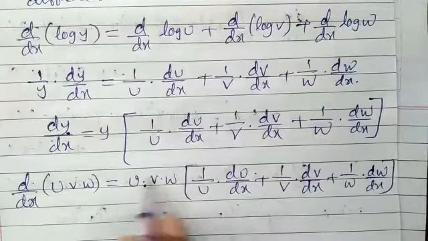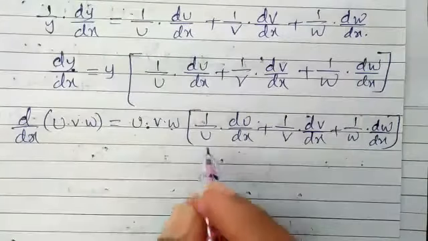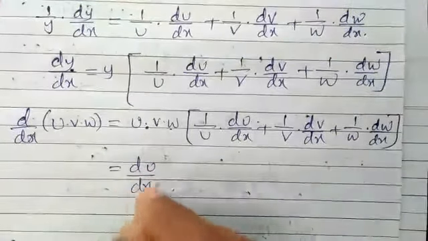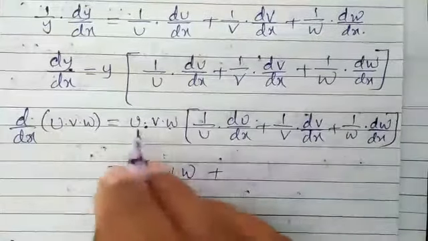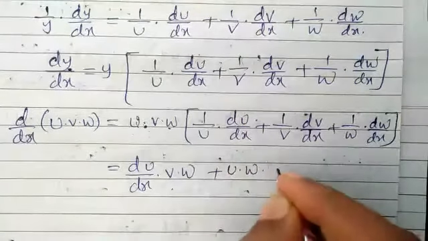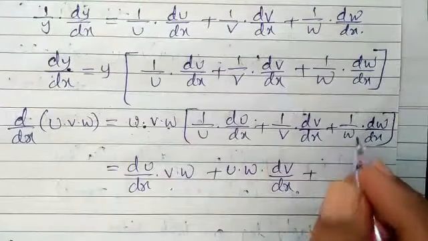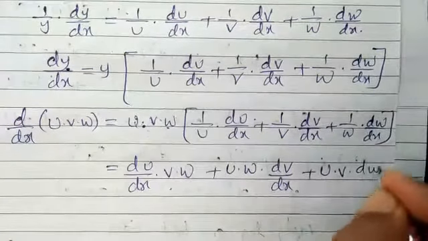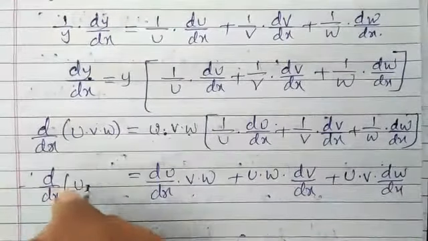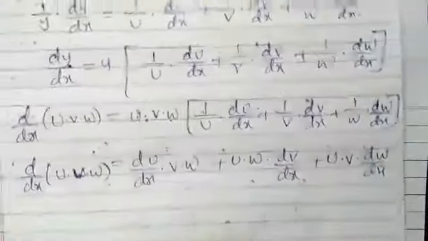By multiplying u into v into w to each term, in the first term u will cancel, and we get du by dx into v into w. In the second term v will cancel, and we get u into w into dv by dx. In the last term w will cancel, and we get u into v into dw by dx. Finally, we proved this by using product rule and logarithmic differentiation.